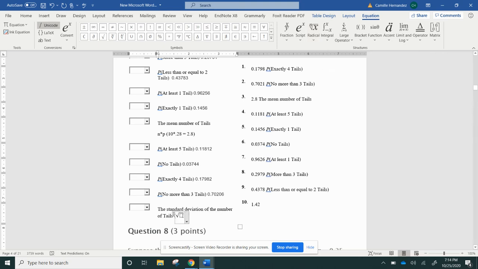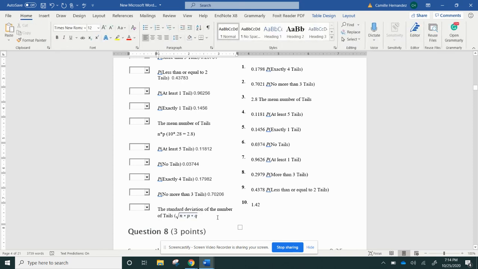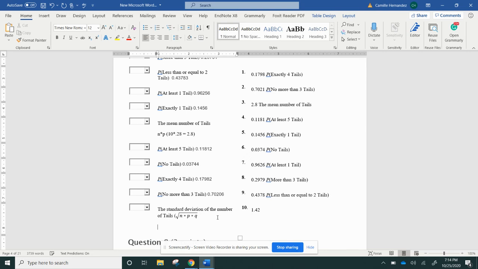So it's going to be the square root of n times p times q. And remember, q is 1 minus whatever p is. So you're going to do 10. Let's do it in steps. The first step is 10 times 0.28 times 0.72.